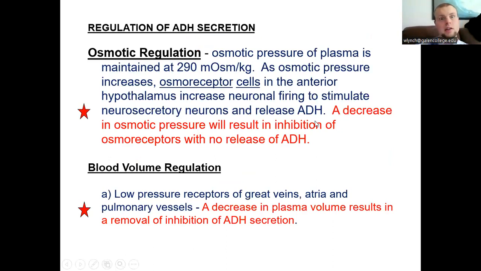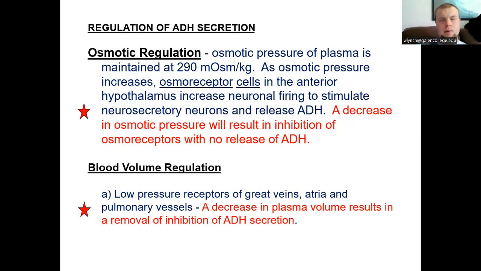For the regulation of ADH secretion, two mechanisms. One is osmotic regulation. Usually we keep the osmotic pressure of the plasma around 290 milliosmoles per kilogram. So a decrease in that osmotic pressure is going to result in the inhibition of osmoreceptors, and that is going to be from no release of ADH, right? So the osmoreceptors in the anterior hypothalamus are going to increase the neuronal firing rate to stimulate the release of ADH.